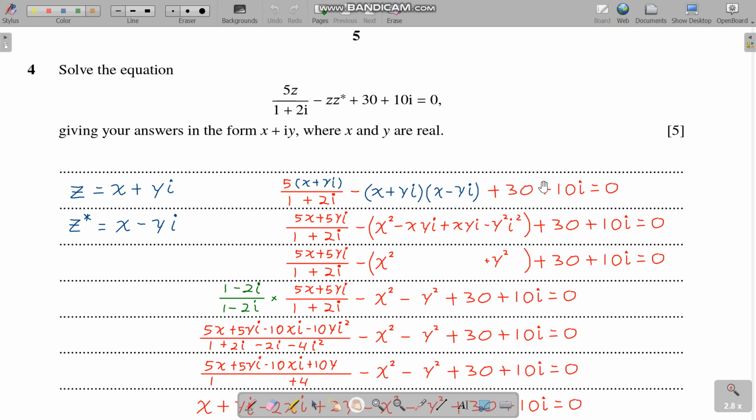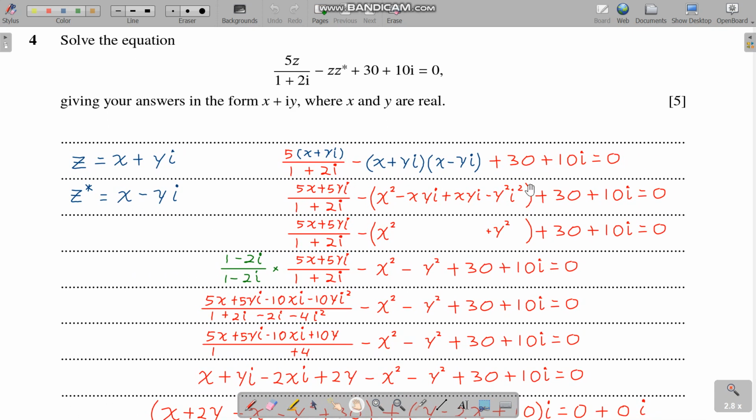Hello everyone, this question is about complex numbers. Solve the equation in the Cartesian form, x plus iy form. So first of all, you see z and z star here.